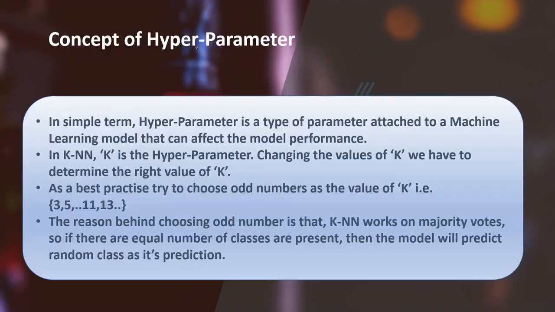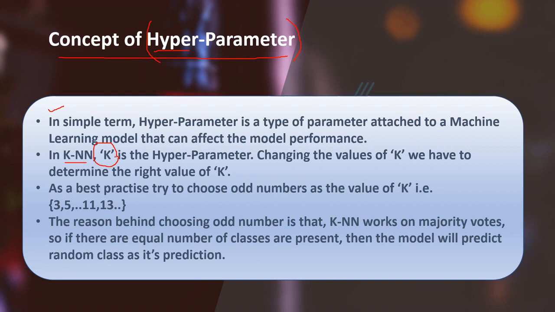Now there is one important concept that I need to cover. This is called the concept of hyperparameter. By the name you can guess this is not an ordinary parameter. This is a unique parameter which is named a hyperparameter. In simple terms, a hyperparameter is a type of parameter attached to any machine learning model that can affect the model performance if the parameter value is changed from one value to another. So in KNN, the hyperparameter is k, which is the number of nearest neighbors we should calculate.